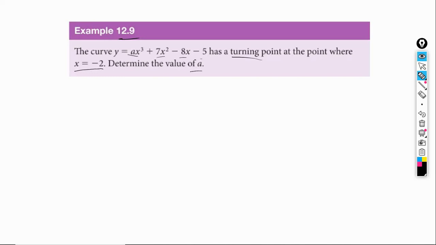Determine the value of a. Okay, so a here is a constant, right? It's the coefficient of x cubed. Now, one of the things that we have to understand here is what a turning point in a graph is.